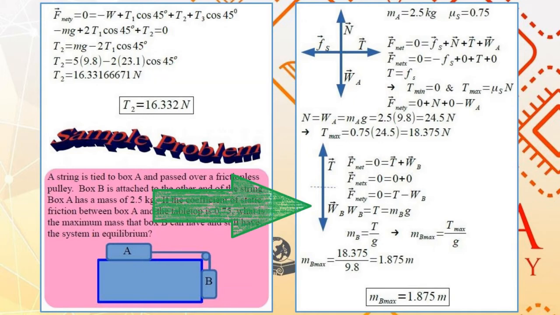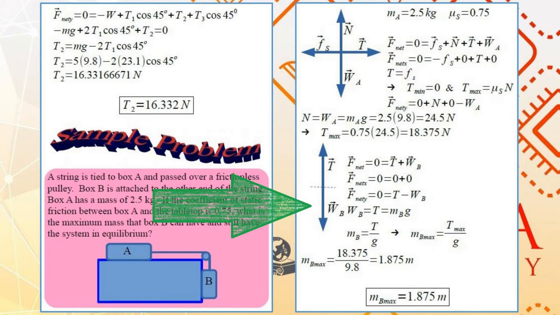Next, we move on to the second object, box B. Box B has two forces acting on it. Therefore, it has the following free body diagram. It has weight B vertically downward and tension T vertically upward.